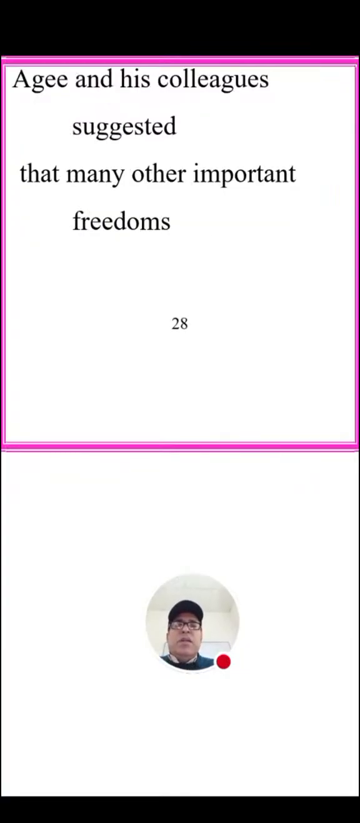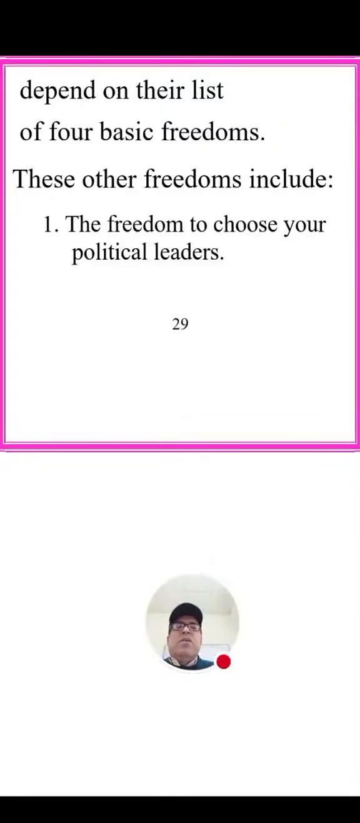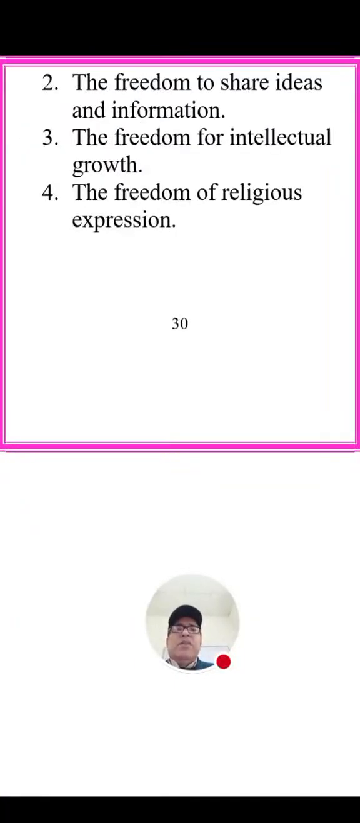Alt and his colleagues suggested that many other important freedoms depend on their list of four basic freedoms. So, in their view, these are the basic freedoms. These other freedoms include the freedom to choose your political leaders, the freedom to share ideas and information, the freedom for intellectual growth, and the freedom of religious expression.